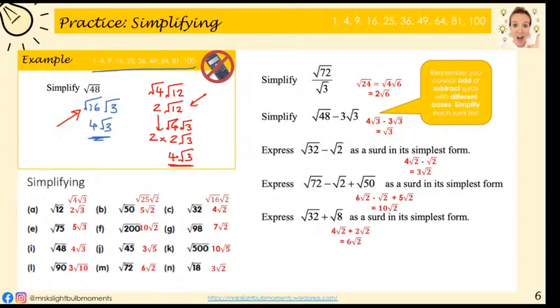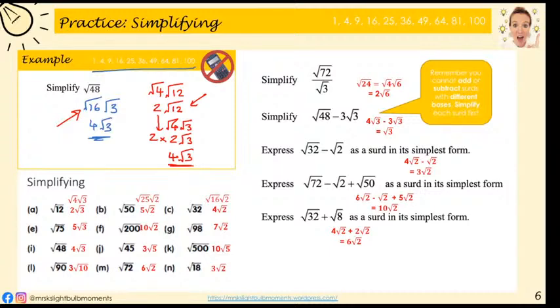And the final answer, 4 root 2 is what root 32 simplifies to. And root 8 simplifies to 2 root 2. So we've got 4 root 2 plus 2 root 2, and we end up with 6 root 2.